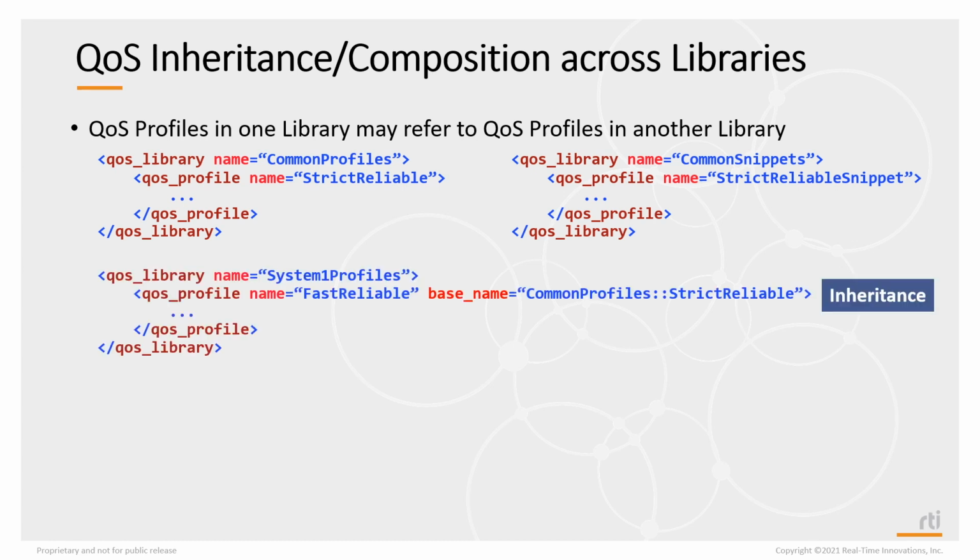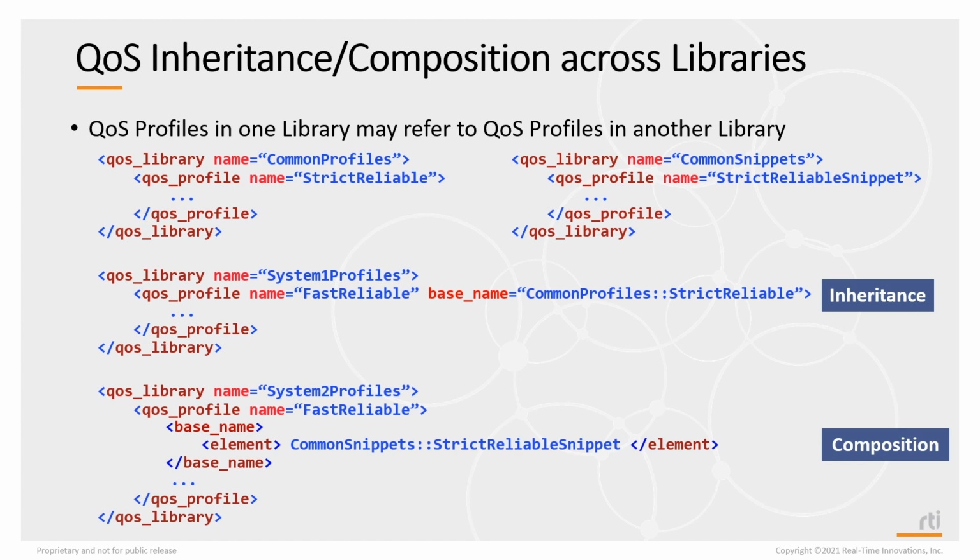Now, I can define another library, System1 libraries. In that library, I want to create a QoS profile called Fast Reliable. And the Fast Reliable QoS profile, I want to inherit from the Strict Reliable QoS profile that's defined in the Common Profiles library. To do so, I can use the syntax library:profile as the base name. So I'll use Common Profiles:Strict Reliable as a base name, and this allows me to inherit from a QoS profile defined in another library.